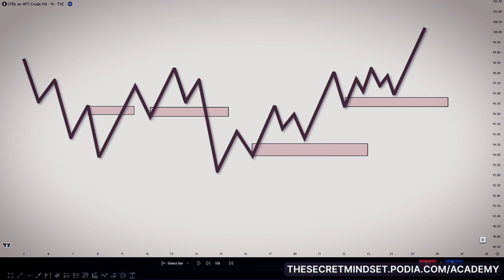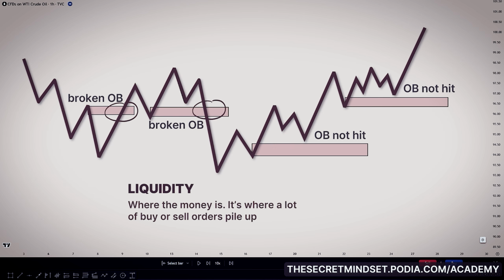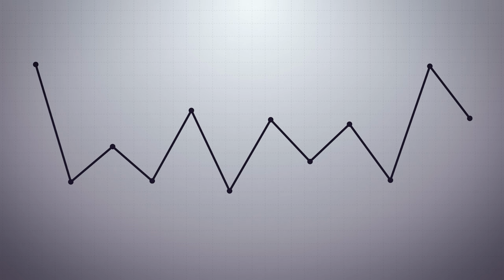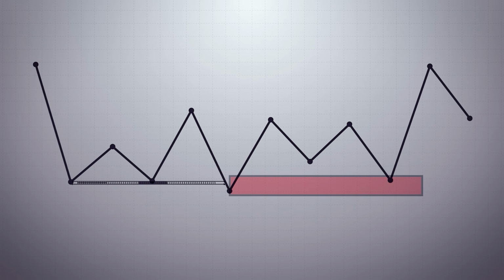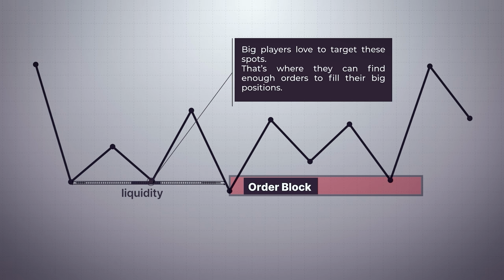Here's the difficult part. Not every order block gets hit, and some get blown right through. How do you know which ones to trust? It all comes down to liquidity. Liquidity is just a fancy word for where the money is. It's where a lot of buy or sell orders pile up. Often these are at old highs or lows. Big players love to target these spots because that's where they can find enough orders to fill their big positions.